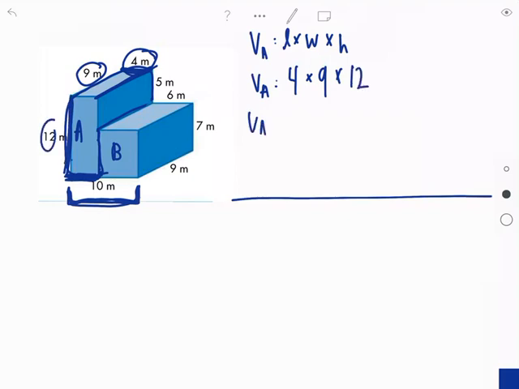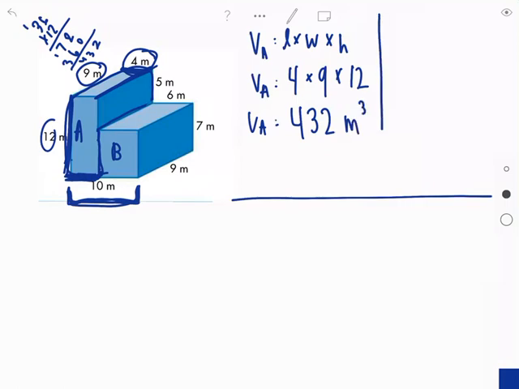So volume A is 4 times 9, which is 36. And then 36 times 12, let's show our work over here. 2 times 6 is 12. 2 times 3 is 6, plus 1 is 7, add a 0. 1 times 6 is 6, 1 times 3 is 3. 432. So for volume A, your answer is 432 meters cubed. Okay, but we're not done yet.